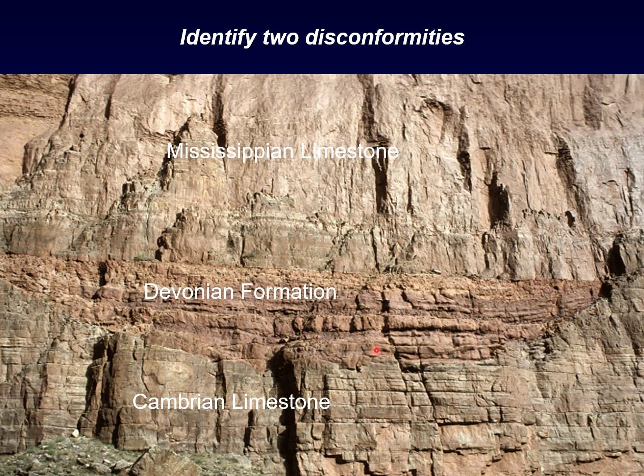So there's two disconformities here. We've got the Cambrian limestone, right? Then we've got a Devonian formation here, and then we've got a Mississippian limestone here. So what kind of unconformity would this be?